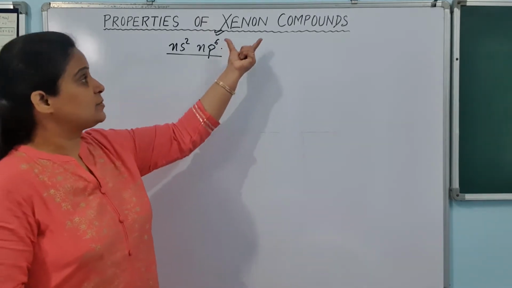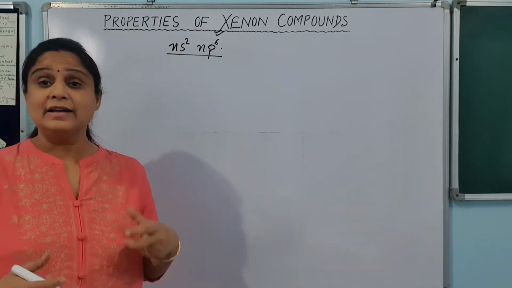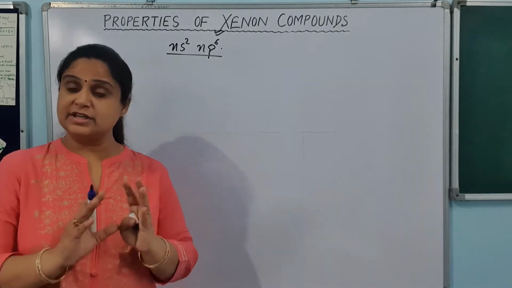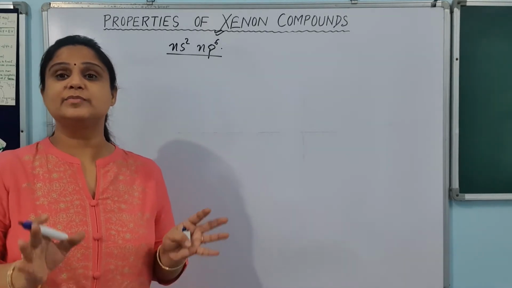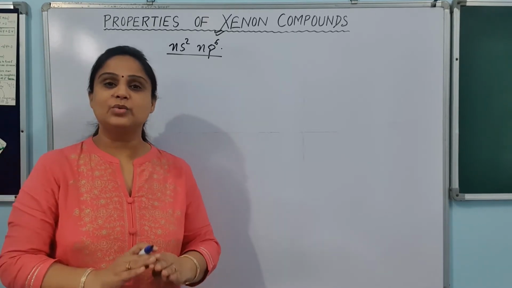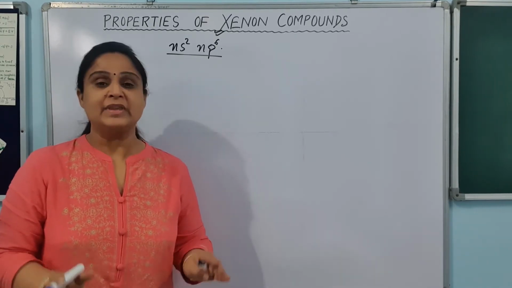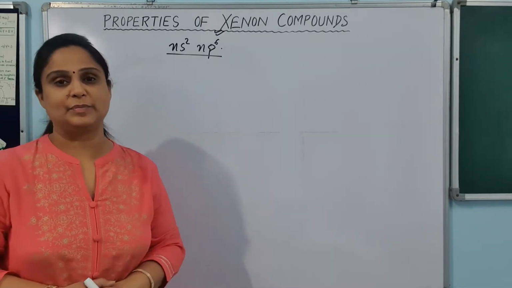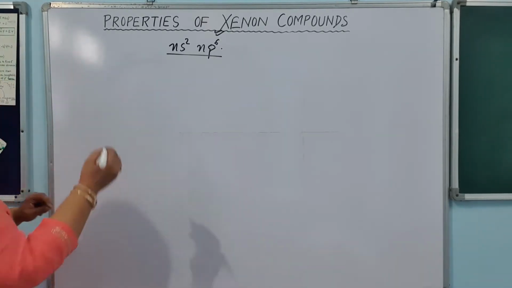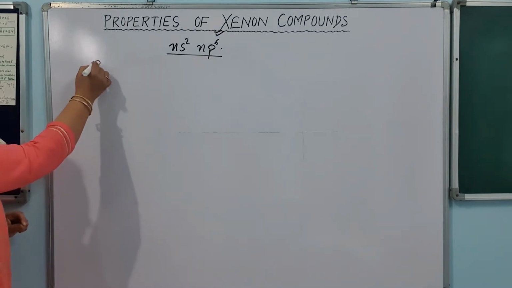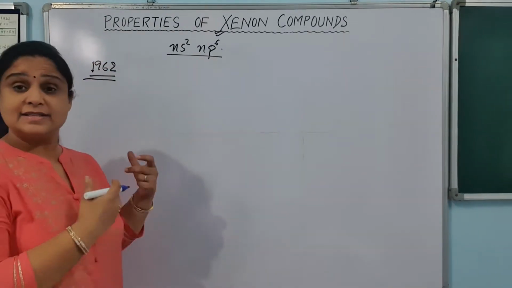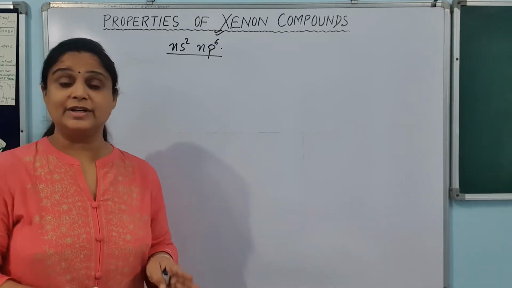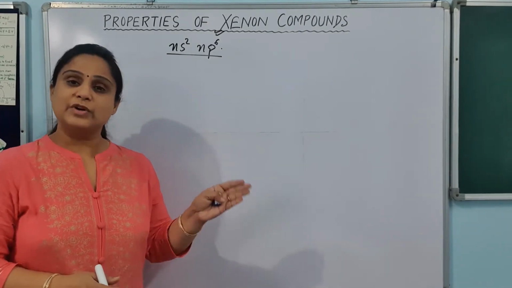Now how is it possible for us to make xenon compounds, and how did we come to know that xenon can make compounds? Because the general tendency of the elements belonging to group 18 is that they don't form compounds, isn't it? Now let us talk about how we came to know that xenon can also make compounds. In 1962, this is the year when we came to know that xenon can also make compounds, although it belongs to the 18th group.